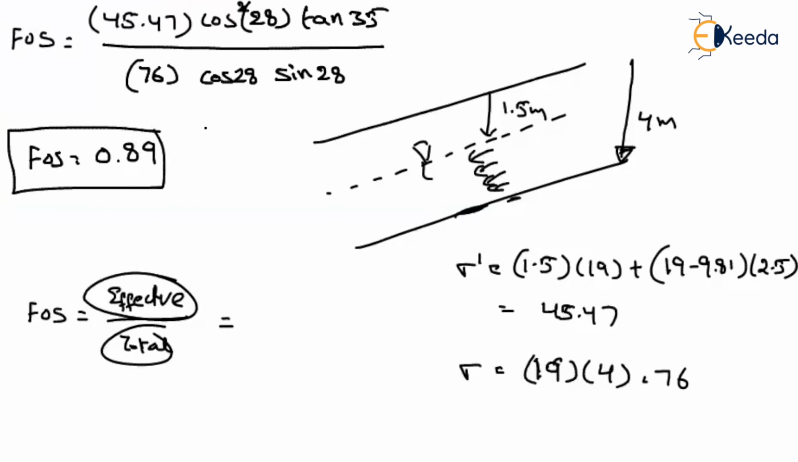Always remember one thing. If it is seepage parallel to the slope, in the numerator you have to take the effective stress. In the denominator you have to take the total stress up to the layer where you are finding the factor of safety. If we can remember this, we cannot commit a mistake in the exam.